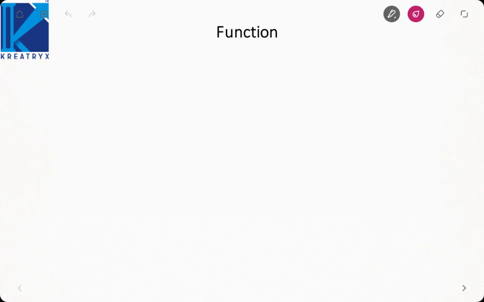Both branches have one thing in common, that is they talk about what kind of operations you are performing on a function. So it is very necessary that I have a good understanding of function before I proceed to the study of calculus. So let us first talk about function. What is meant by function?